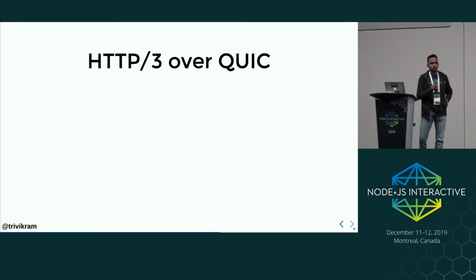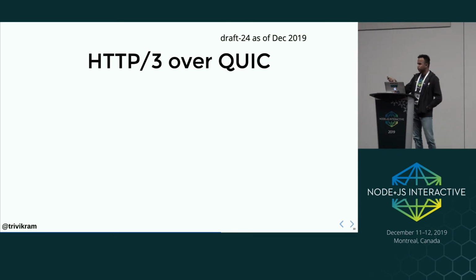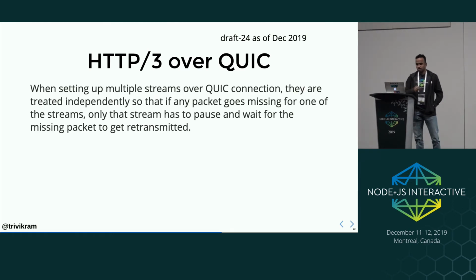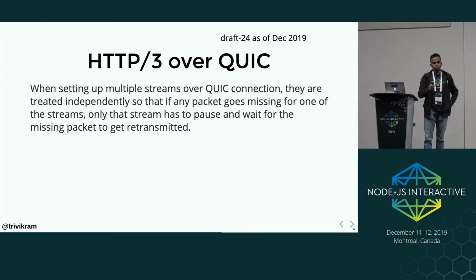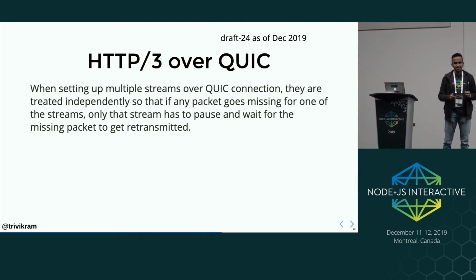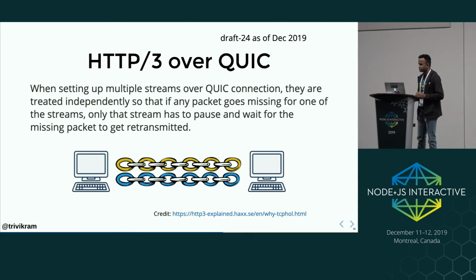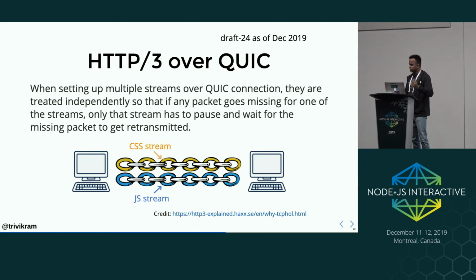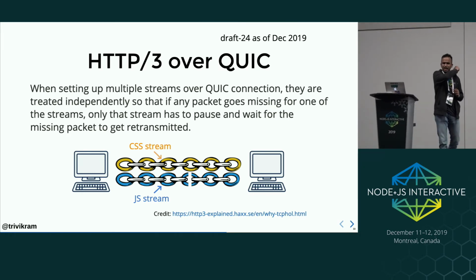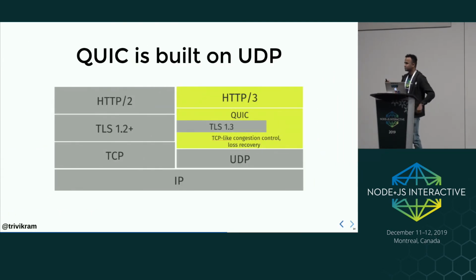So what does HTTP3 over QUIC do? This is draft 24 as of December 2019. When it is setting up multiple streams over a QUIC connection, they are treated independently, so that if any packet goes missing in one of the streams, only that stream has to pause and wait for the missing packet to get transmitted. To understand this, let us see the chain analogy, in which this is the CSS stream and this is the JS stream. If the JS stream packet is lost, the CSS stream is not affected. Now you will say, isn't this what HTTP1 was doing? Are we going back? No, because HTTP3 is built on top of UDP.